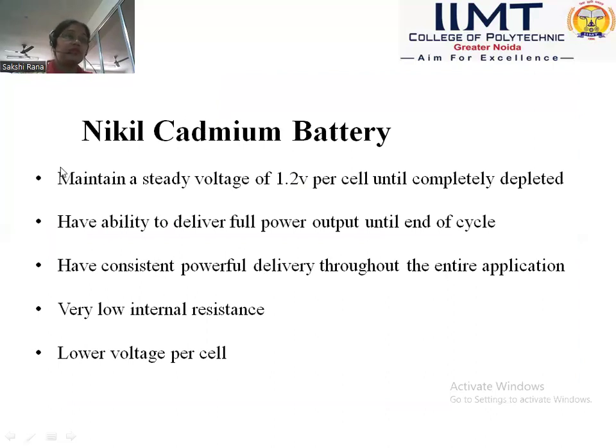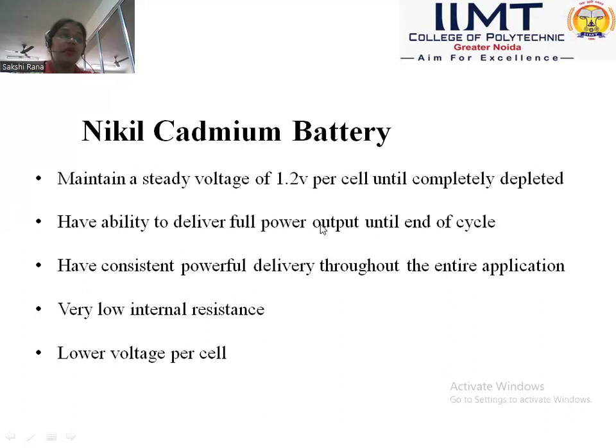Nickel cadmium battery also maintains a steady voltage of 1.2 volt per cell until completely depleted. Means that it maintains 1.2 volt per cell, जब तक completely discharge नहीं होती तब तक ये 1.2 volt maintain करके चलती है, and has the ability to deliver full power output until the end of the cycle.